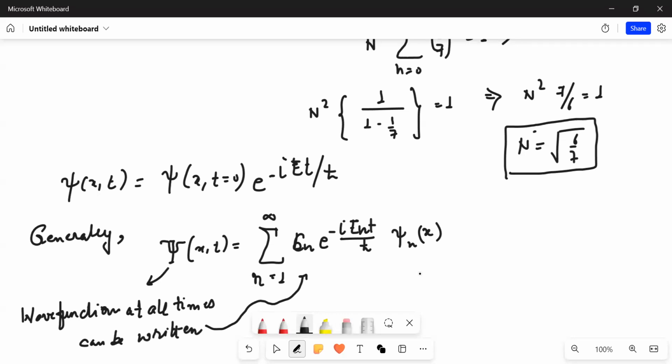Understand that this is an outcome of the linearity of the Schrodinger equation. If psi1 is a solution, then psi1, psi2, psi3 are all solutions. And if I want to find the wave function at any future time, then I have to multiply by this time-dependent factor as well.